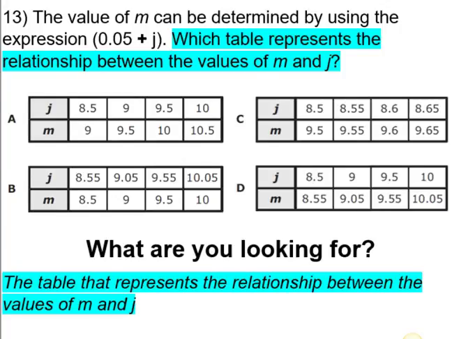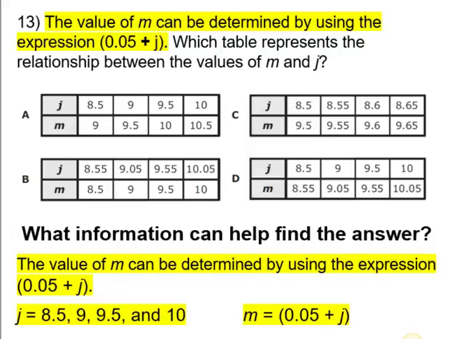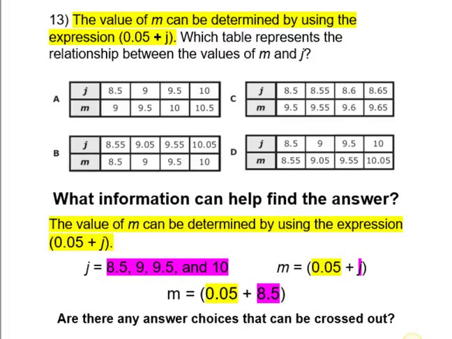What information can help us find the answer? Well, that the value of M can be determined by using the expression 0.05 plus J, and also that J is equal to 8.5, 9, 9.5, and 10. When we substitute in the values for J, and we find out what our M is, are there any answer choices we can cross out?